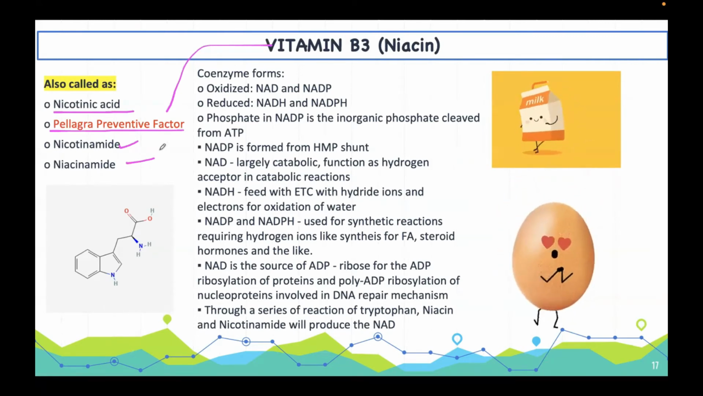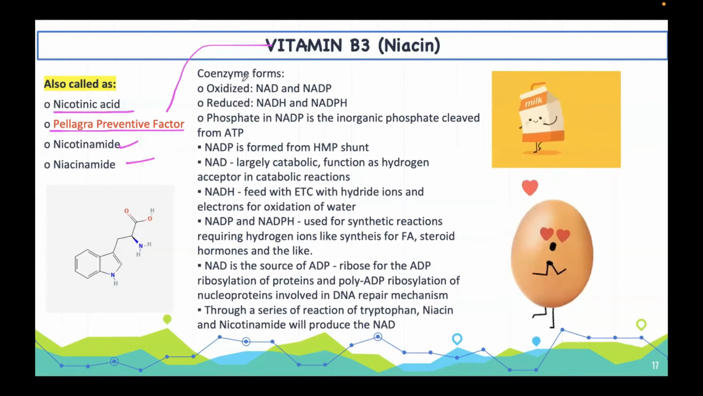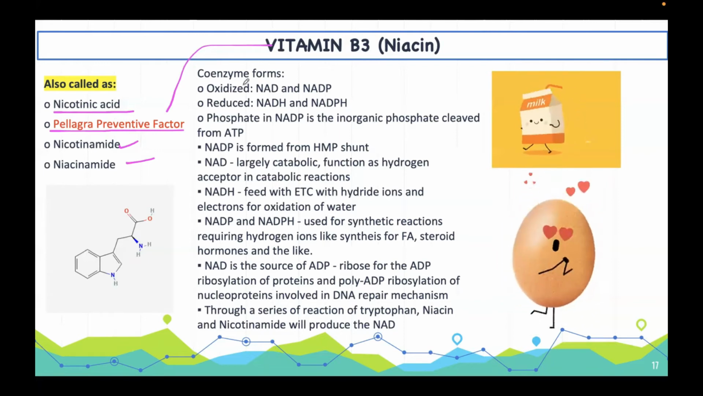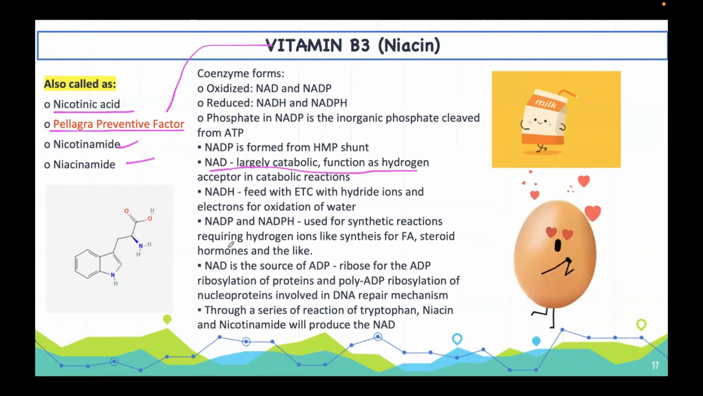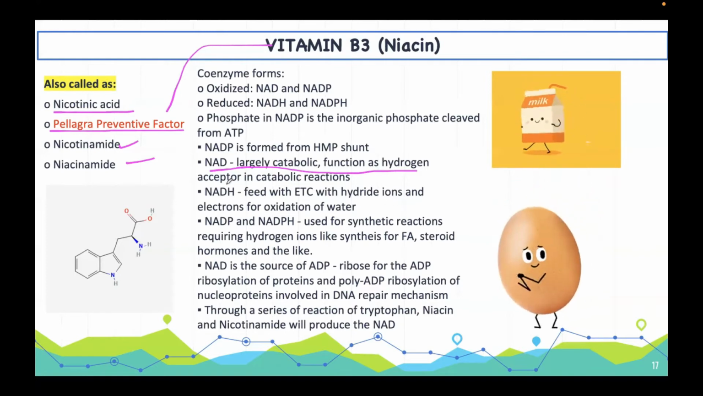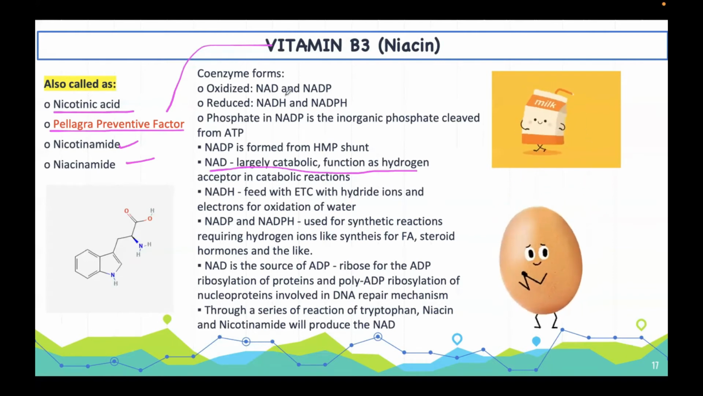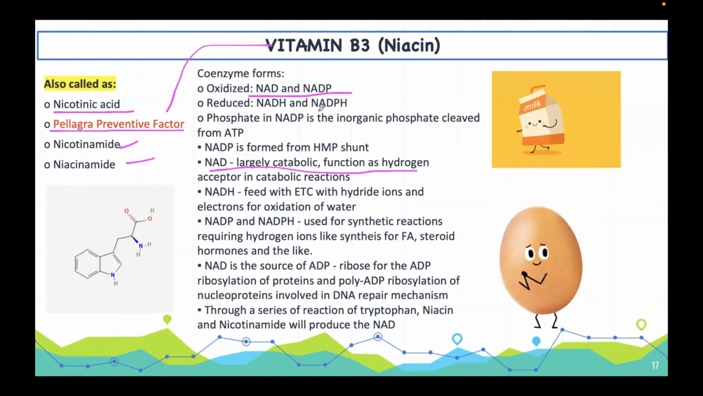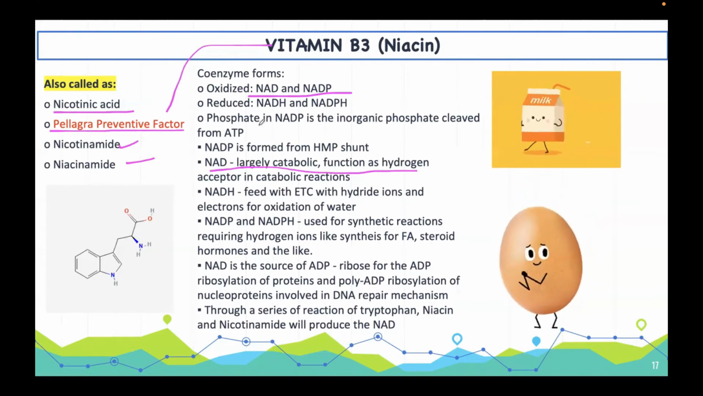form of vitamin B3 or niacin that's main function is it prevents your pellagra. So pagka naman po coenzyme ang pinag-uusapan natin, it can be associated sa mga NADP natin, sa mga HMP shunt, ayan, sila NAD, catabolic function, mga NADH, NADP, ayan, ano po siya doon? Associated siya doon as a coenzyme. Okay, coenzyme form ni vitamin B3 if it is oxidized in a form of NAD and NADP. Pagka naman reduce yung NADH natin and NADPH natin. Okay, and the phosphate in the NADP is the inorganic phosphate cleaved from your ATP.